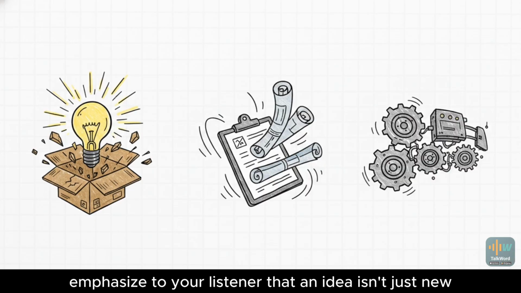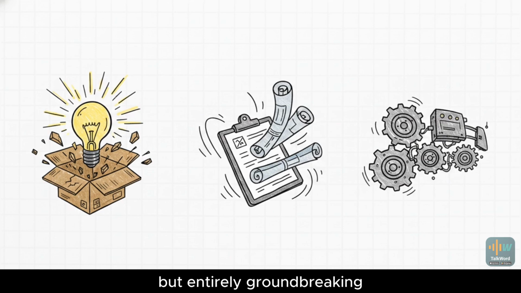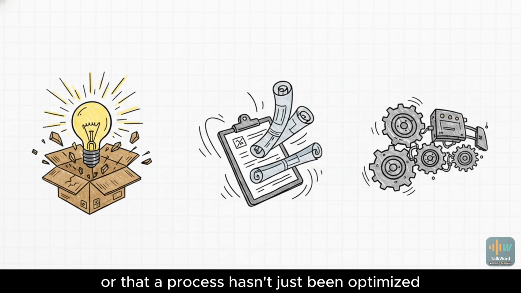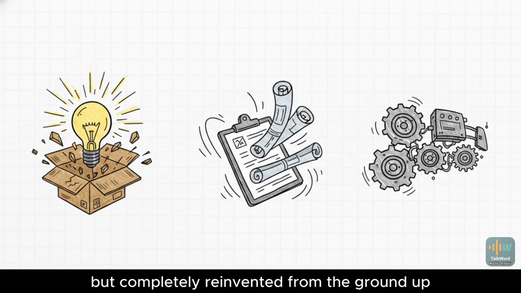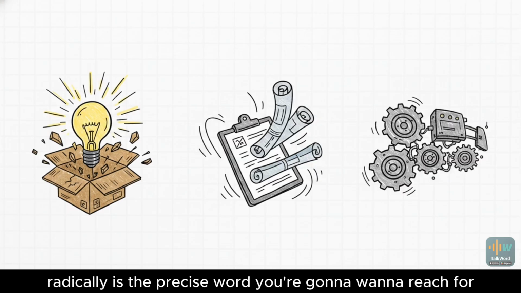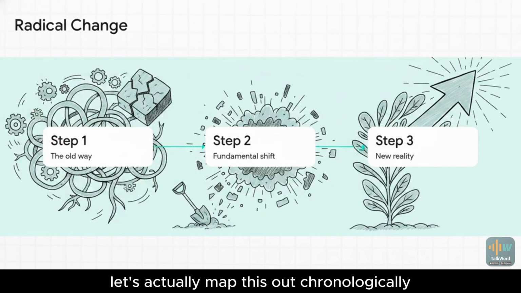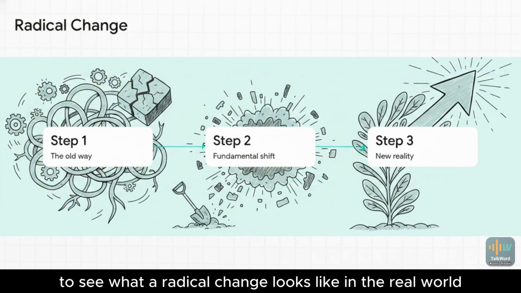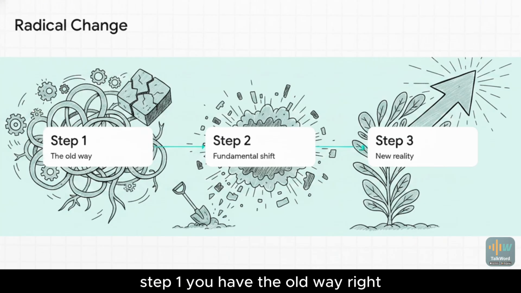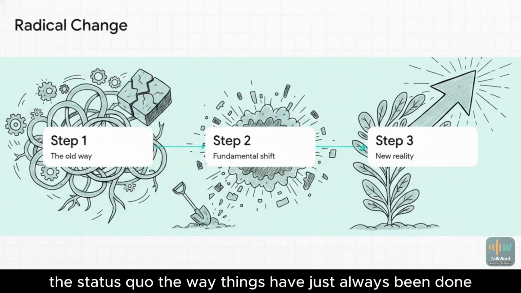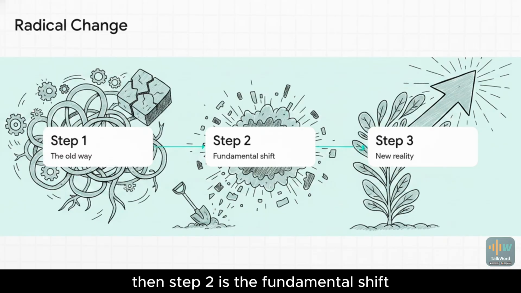Whenever you need to emphasize to your listener that an idea isn't just new but entirely groundbreaking, or that a process hasn't just been optimized but completely reinvented from the ground up, radically is the precise word you're going to want to reach for. Let's actually map this out chronologically to see what a radical change looks like in the real world. Step 1, you have the old way, right? The status quo, the way things have just always been done. Then, step 2 is the fundamental shift.